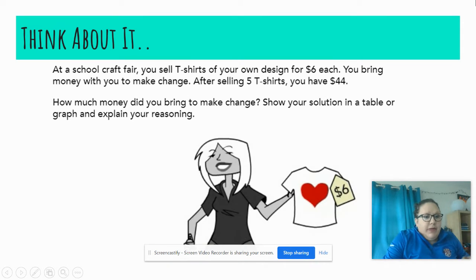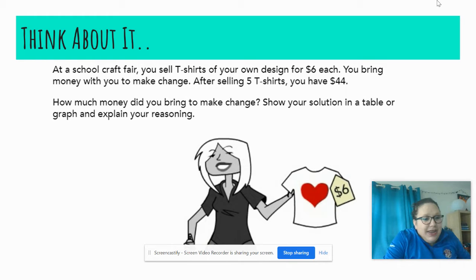So I want you guys to think about this here. At a school fair, you sell t-shirts for $6 each. You bring some money with you to make change. After selling 5 t-shirts, you have $44. How much money did you bring to make change? So I want you guys to think about that and type out your reason in the question, and then we'll talk about it after. All right, starting right now.